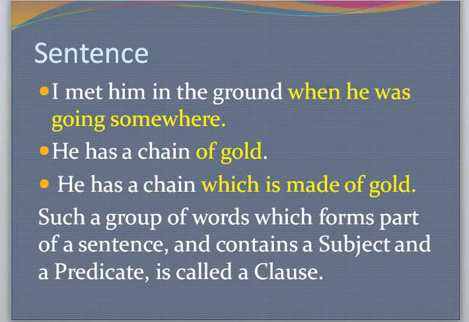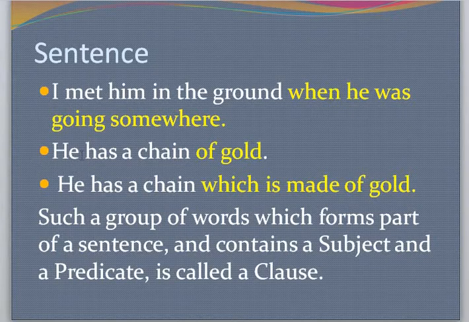But the next part of the sentence, "when he was going somewhere," is a dependent clause because it cannot give us a complete thought, complete idea and meaning without the combination of the independent clause. So it needs an independent clause to give us complete meaning. So these two are the clauses. One is an independent clause and the other is a dependent clause.